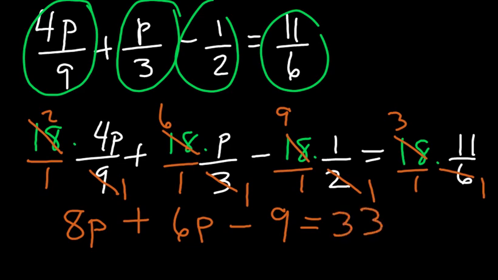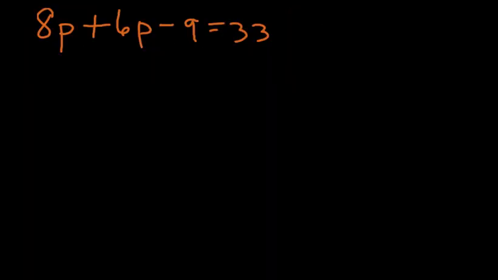So out of that whole fractiony mess, there's a normal problem. You just have to take care of the fractions to find it. Okay, here's our problem that we had after the fractions. So now we're going to go 8p plus 6p, that's 14p. 14p minus 9 equals 33.